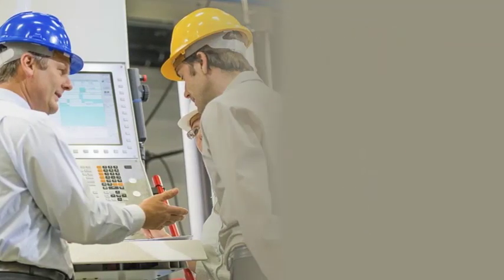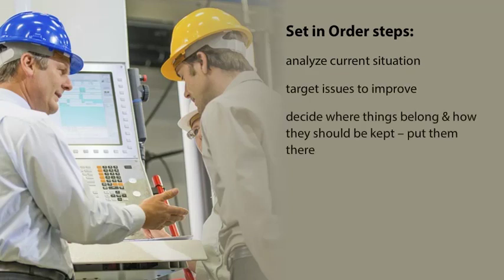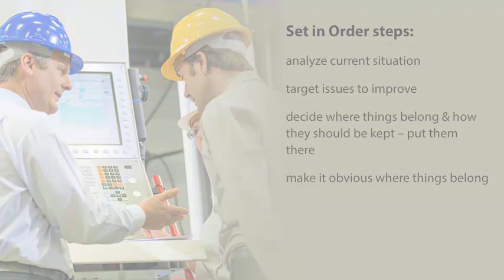Now it's time to learn how to set in order. Set in order has 4 main steps. Analyze the current situation, target issues to improve, decide where things belong and how they should be kept, and put them there. Make it obvious where things belong.